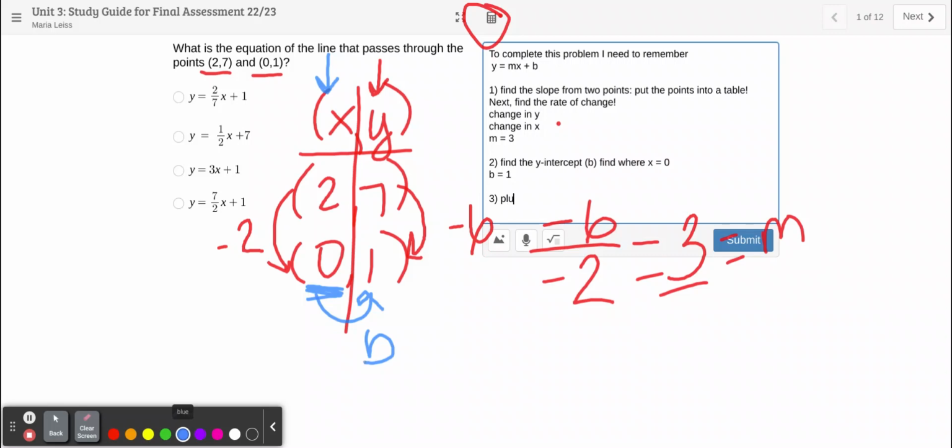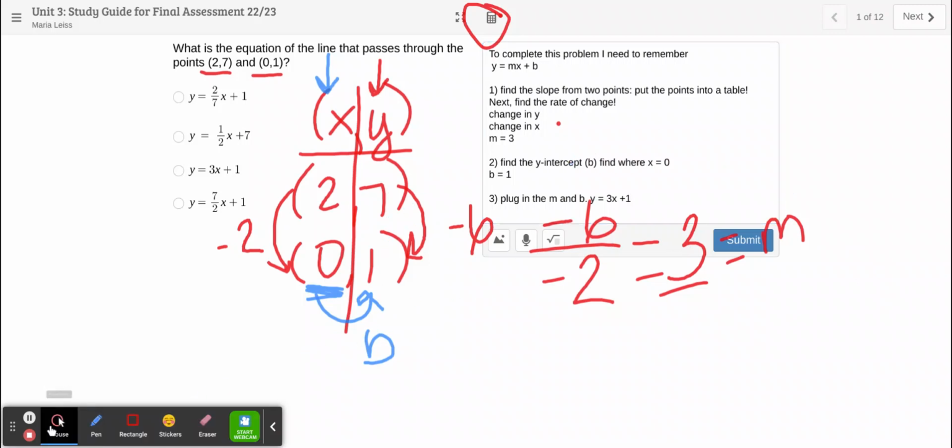Lastly, plug in the m and b. So my equation now goes from y equals mx. Oops, let me do this so you can see better. Y equals, instead of an m, I'm now going to put my 3, right? 3x. And instead of a b, I'm going to put that 1. So 3x plus 1. So when I come over here and I look, oh, there it is. That's the correct answer right here.